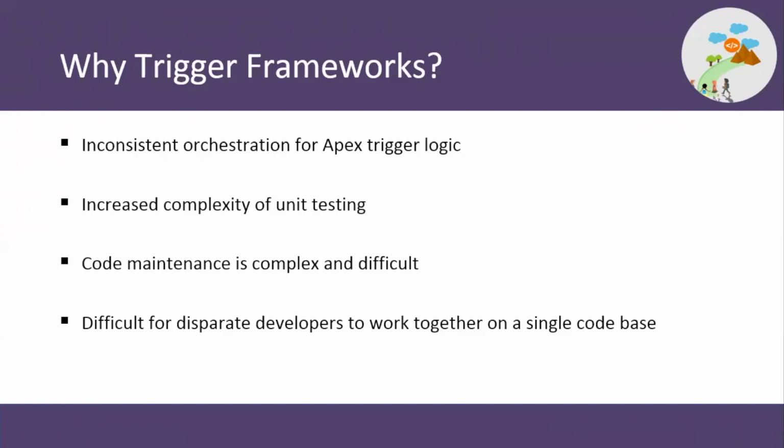And last but not the least, like I said, when you have multiple developers who are trying to work together on a single code base, it all becomes difficult. And all these typical problems can be addressed by introducing a trigger framework. So basically, a trigger framework is nothing but you're putting a method to the madness, and you're putting some kind of discipline where the logic is structured, things are easy to maintain and modify, and multiple people can work seamlessly on a single code base. So let's see how we can do this.